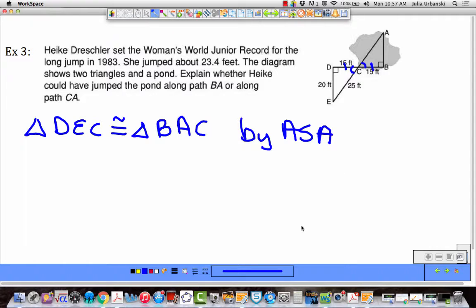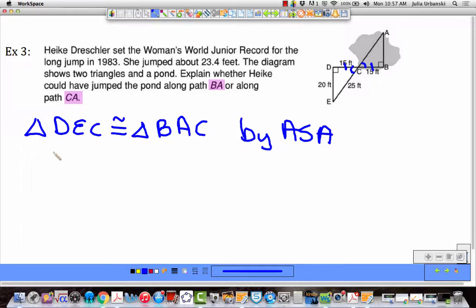Once you know triangles are congruent, then you can go back and read the question. This question is asking us, explain whether K could have jumped the pond along BA or along CA. We need to figure out what those 2 lengths are, and then we can answer the question. So let's go and find all of our parts here.